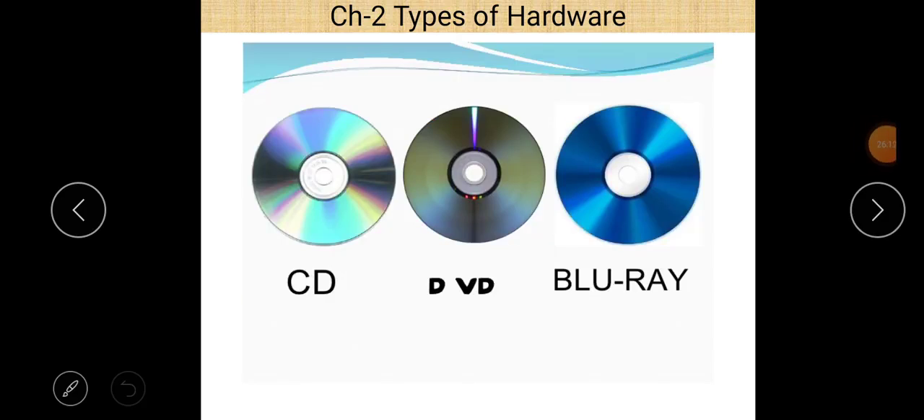Now this is the diagram of CD, DVD, and Blu-ray disc. So you can easily see that all of them are optical discs, and the density of Blu-ray disc is much higher than that of the DVD, and the density of DVD is much higher than that of the CD. So CD generally stores data up to 700 MB, DVD stores up to 1.7 GB, and Blu-ray disc up to 25 GB generally.